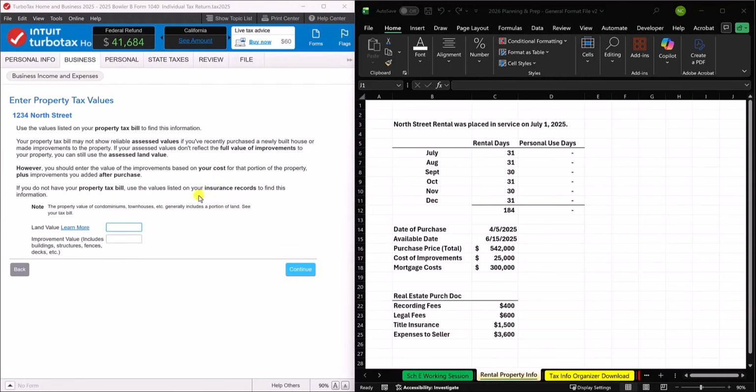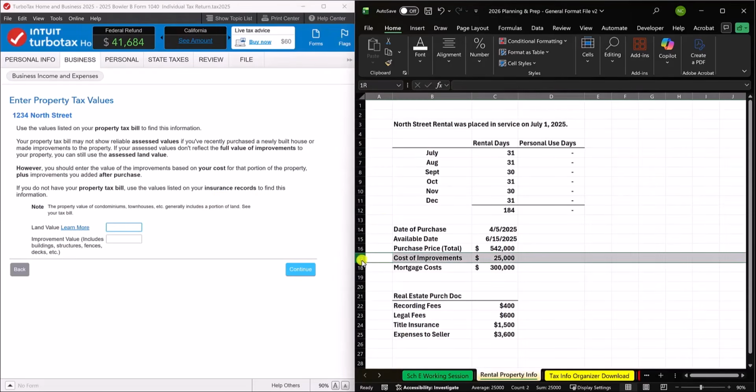Now that 20% number is not an IRS rule. It is simply something that is commonly done in the tax profession if there is no better information upon which to make an assessment as to the value of the building itself versus the land. So for this example, we're going to use the 80-20 breakout.